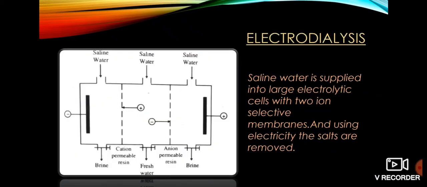Next is electrodialysis. Seawater is fed to a large electrolytic cell divided by two ion selective semi-permeable membranes, and electrodes are fixed in the outer compartments, as shown in the figure. On applying electricity, the cations and anions move from the central compartment to the outer compartments in accordance to the electrode charge. In the progress of time, the water in the central compartment gets purified.